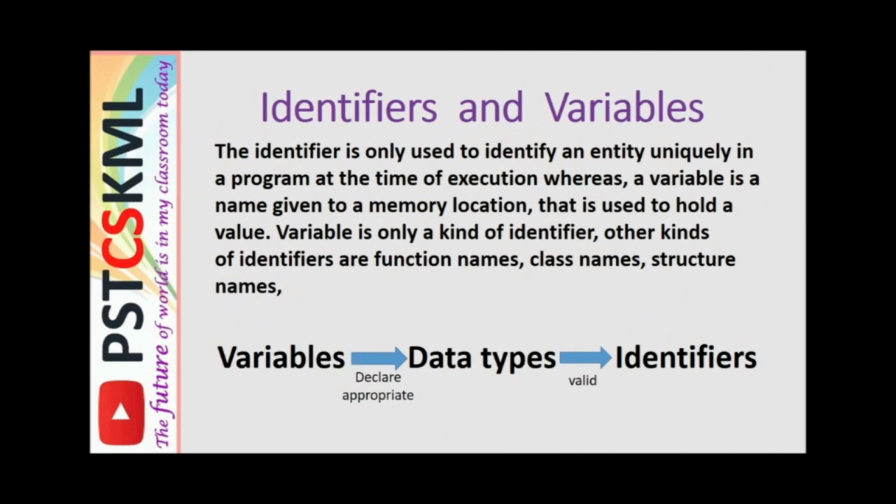The identifier is only used to identify an entity uniquely in a program at the time of execution, whereas a variable is a name given to a memory location that is used to hold a value. A variable is only a kind of identifier. Other kinds of identifier are function name, class name, and structure name.